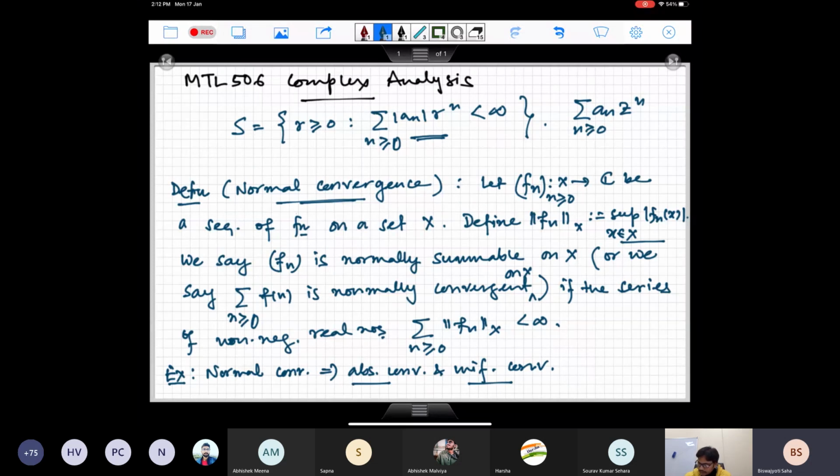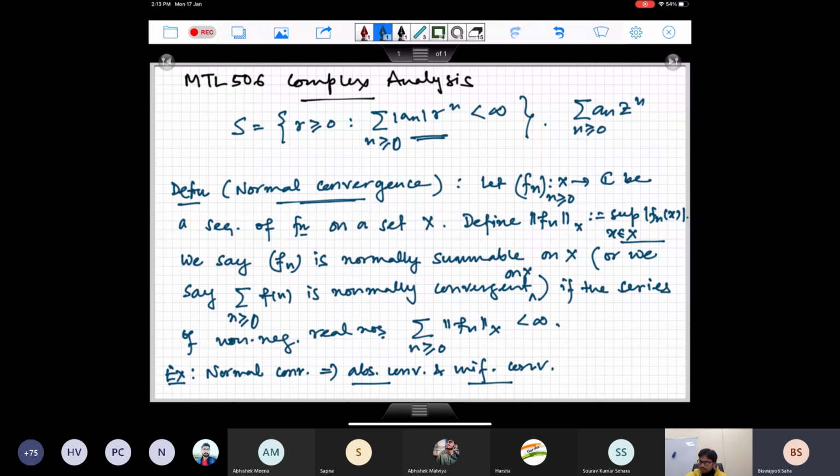If you want to give a one line answer, this follows from the Weierstrass M test. Have you studied the Weierstrass M test? Suppose you have a sequence of functions fn, and there exists some Mn such that the modulus of fn is always bounded above by Mn, and the summation of Mn converges. Then the sum of fn is uniformly convergent. So you see that this notion of normal convergence takes care of both these things. Fine, that's good.